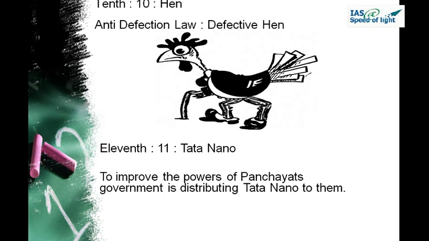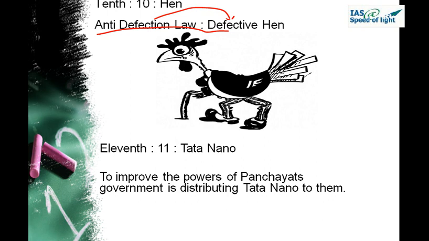Coming to the 10th schedule, and 10 is hen for us, and this is a schedule which talks about the anti-defection law. And for us, anti-defection or defection becomes defective. Defection is defective. Okay, so 10 is hen. Now we will see the picture of a defective hen.